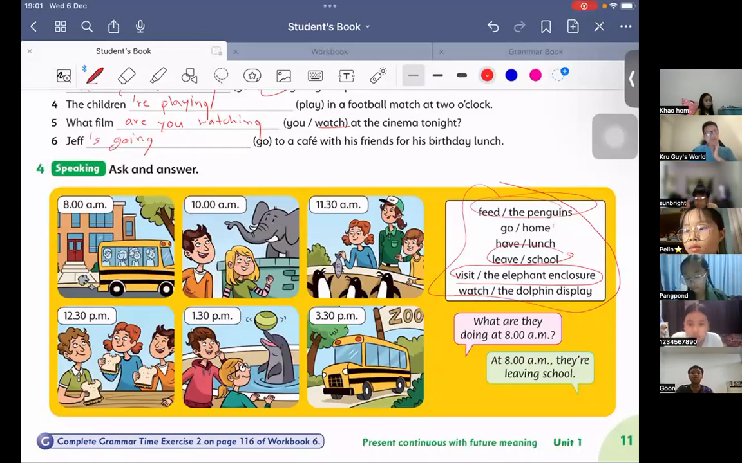Fafar, ask a question to Pang Kwan. Look at half past 3. What are they doing at 3:30? Okay, say 3:30. At 3:30, they go back to school. Oh no, they are going home. Is it? They are going home. Okay.